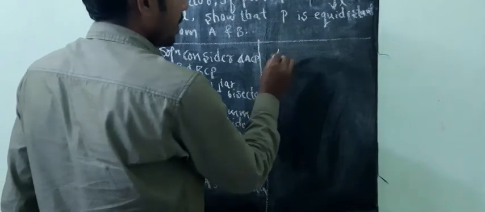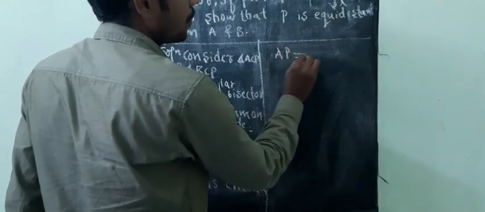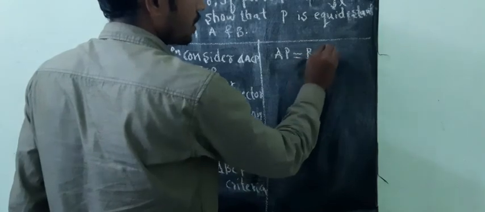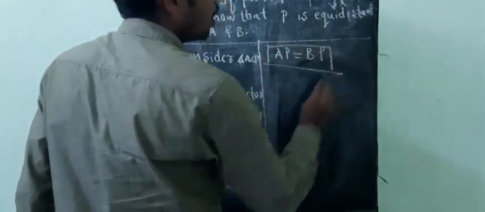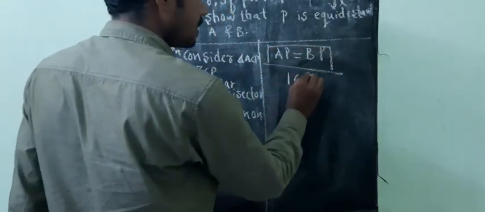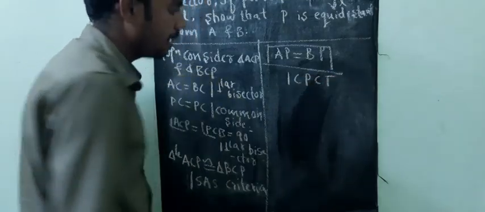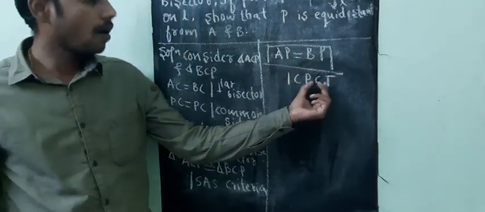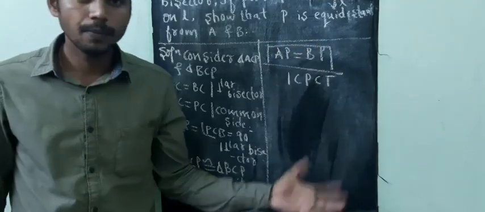Now what can I say? So AP is equal to BP, which we were supposed to prove. Why? Because CPCT. What do you mean by CPCT? Corresponding parts of congruent triangles. We are able to prove. Please note this down.